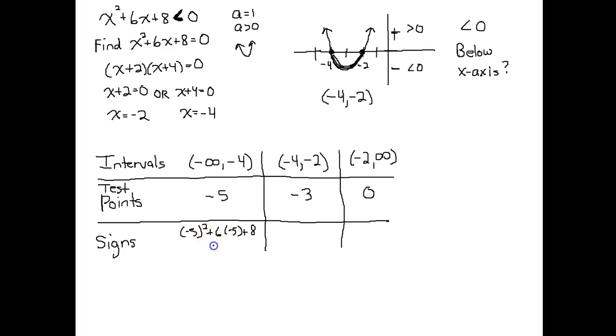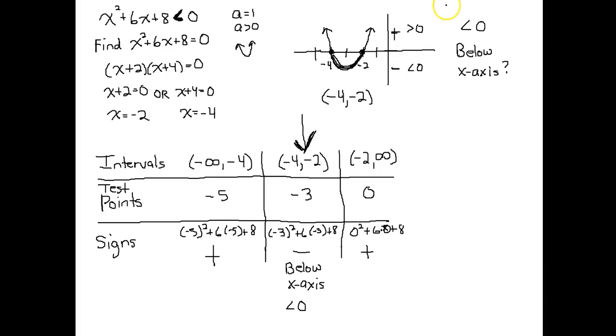Well, if you plug it into that one, you're going to have a positive result. You plug -3 into x² + 6x + 8, you're going to have a negative result. And if you plug 0 in, you're going to have a positive result. And we're looking for the negatives. So we're looking at -4, -2, because negative is below the x-axis. Less than 0. So there's your solution.